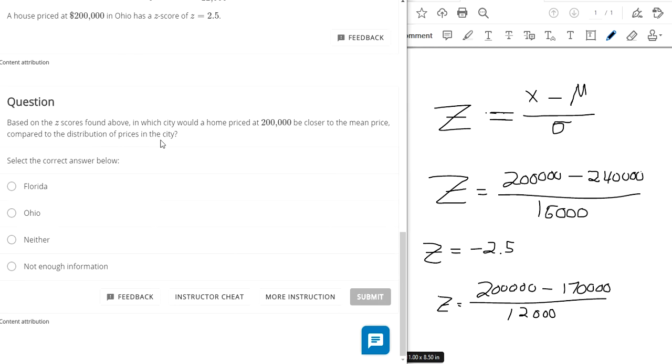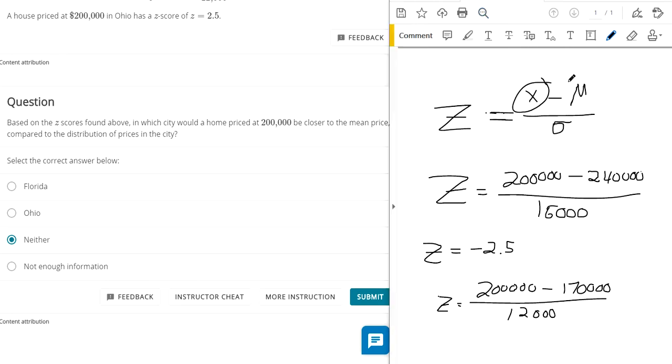So based on the z-scores, in which city would a home price of 200,000 be closer to the mean price? They're the same, okay? Actually, sorry, this is talking about the mean. Let me think about that for a second. Yeah, this is talking about, look, it's the distance from the mean, right? Each number is subtracted by the mean, divided by the standard deviation.